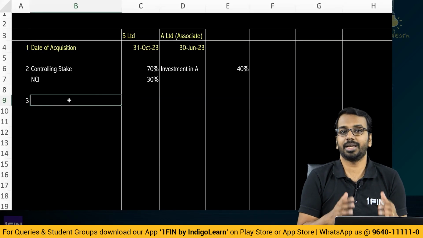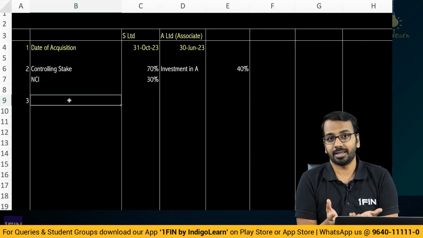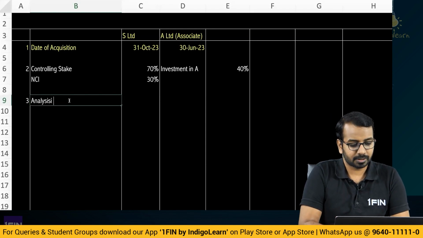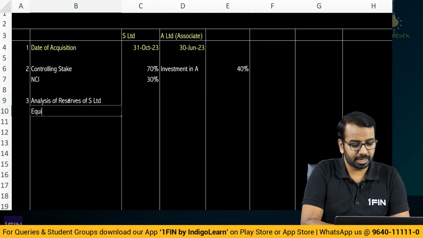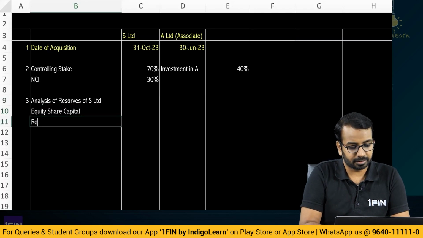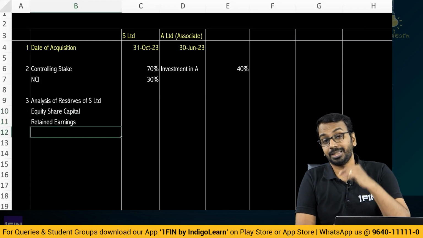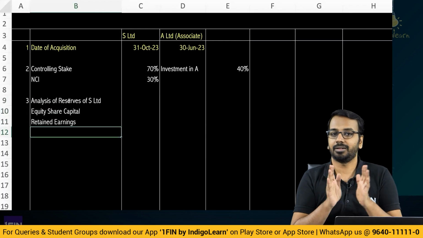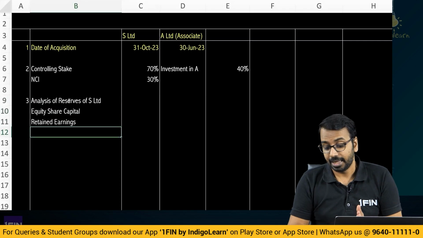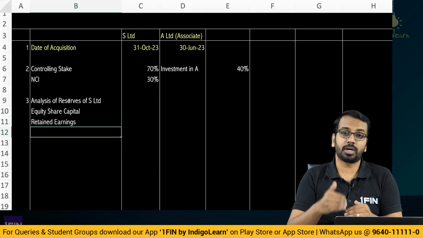Now the next step is identifying the net assets on the date of acquisition, which we typically do by analyzing the reserves. So, analysis of reserves of S Limited: you have equity share capital, then you have retained earnings. One thing that you have to keep in mind when you are solving this question is there is a bonus issue. The bonus issue will impact retained earnings. Then you also have dividends. As I was reading the question, I told you that for dividends we don't know whether it has been declared, not declared, paid, not paid.